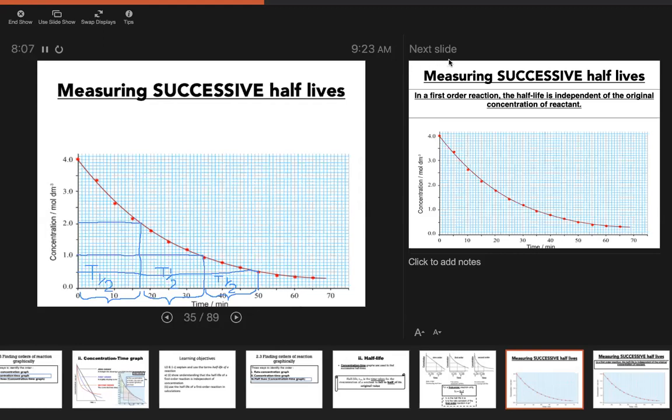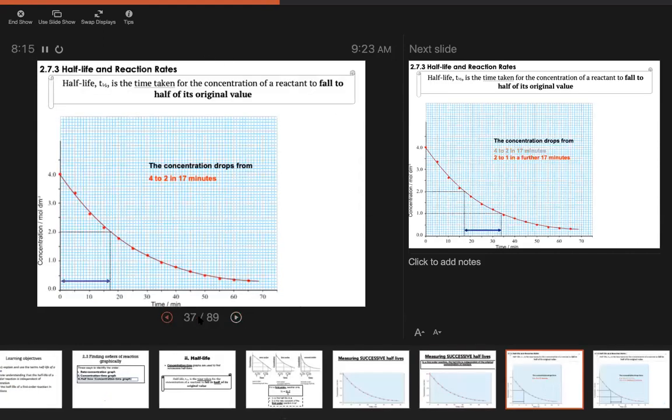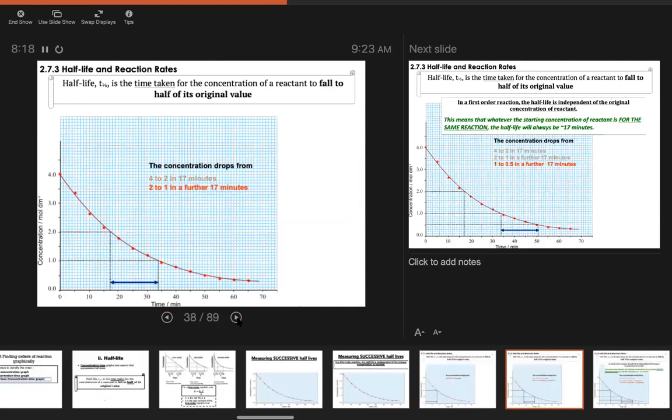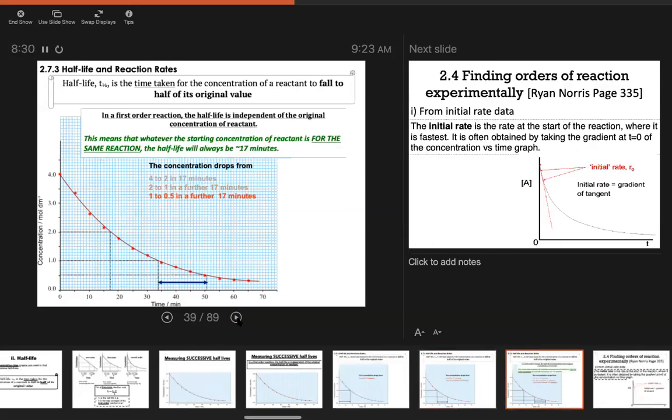Right, let me clear this. On to the next slide. So if you see this, from when the concentration drops from 4 to 2, the half-life is 17 minutes. From 2 to 1 is again 17 minutes, and from 1 to 0.5 is again 17 minutes. Now, some of you got 17.5, that is fine, as long as you are convinced that this is first order. So please copy this down.